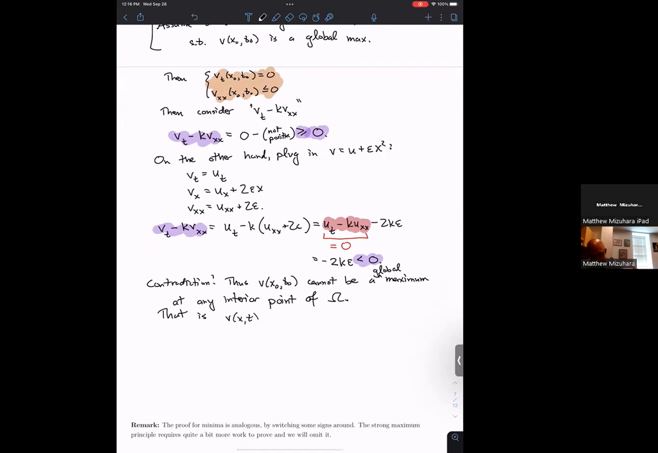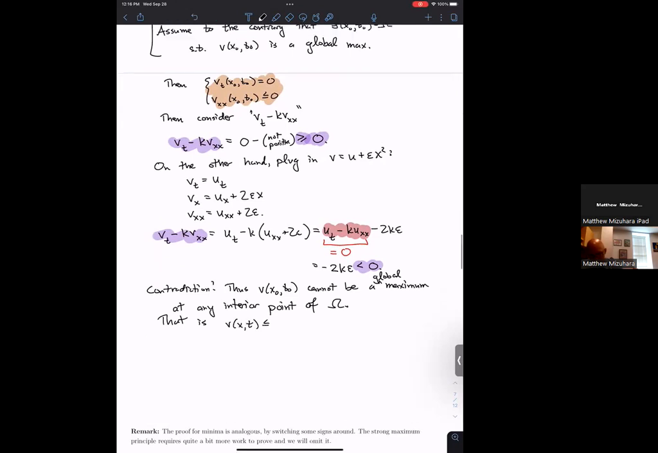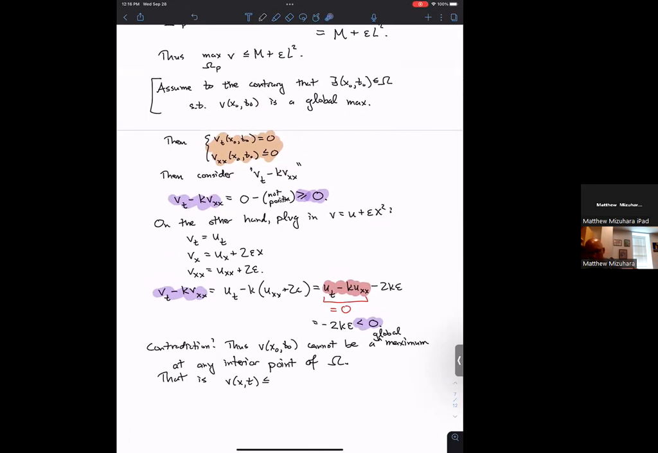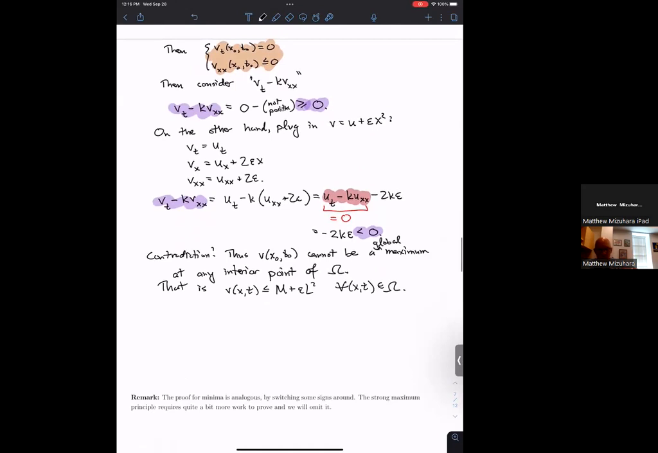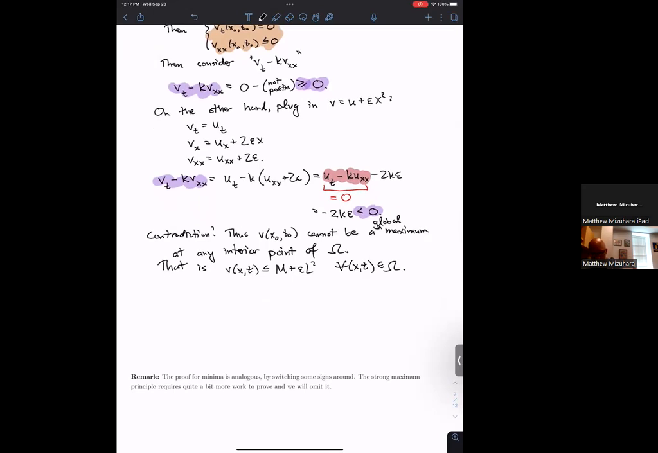That is, V of (x, t) is less than or equal to what we said before, this upper bound on the parabolic boundary. And in fact, now we know it's less than this upper bound for all points x and t, not just on the parabolic boundary, but even in the interior, on the whole domain. So all this work is to show that V has this maximum principle that we were hoping for. V is bounded above by this number for all points.